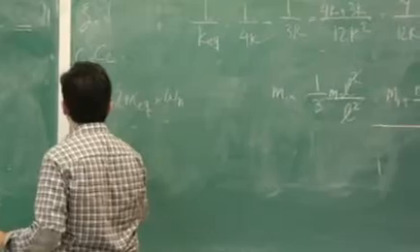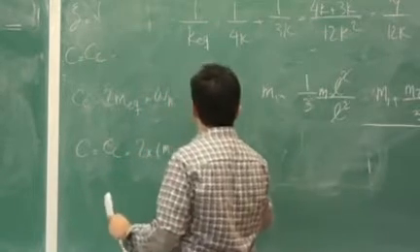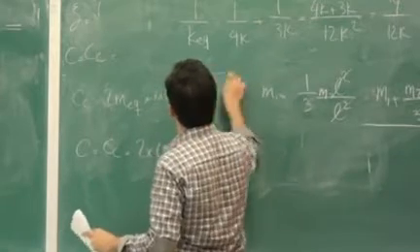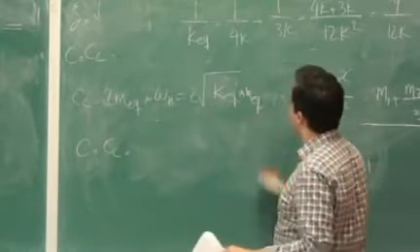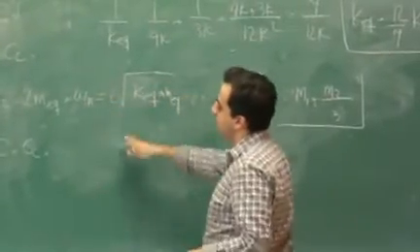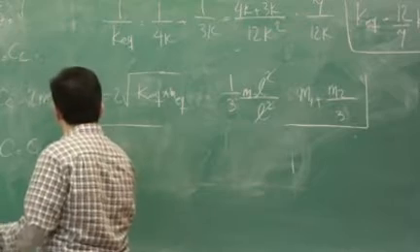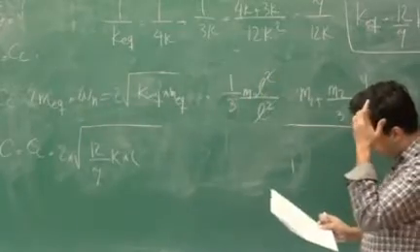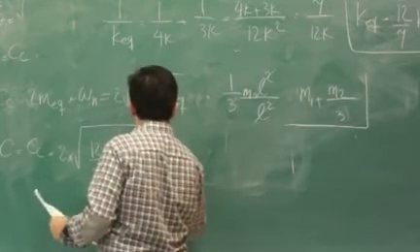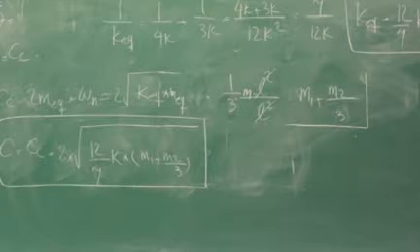So C would be equal to Cc, which equals 2 times m1 plus m2 divided by 3 multiplied by omega n. It's going to be 2 times the square root of k equivalent times m equivalent, since omega n is the square root of k over m. It's going to be 2 square root of k equivalent, which is 12 over 7 times k, multiplied by m equivalent, which is m1 plus m2 divided by 3. If in this problem C has this value, you are going to have the critically damped system.